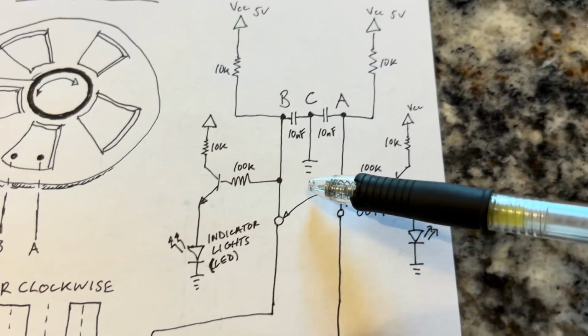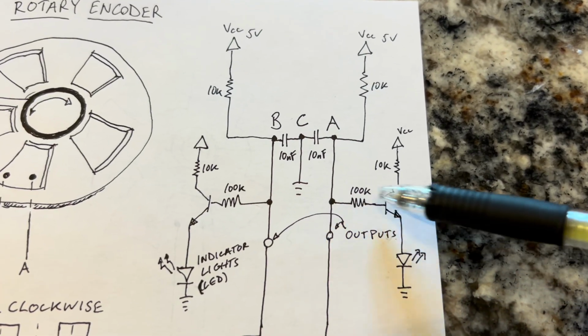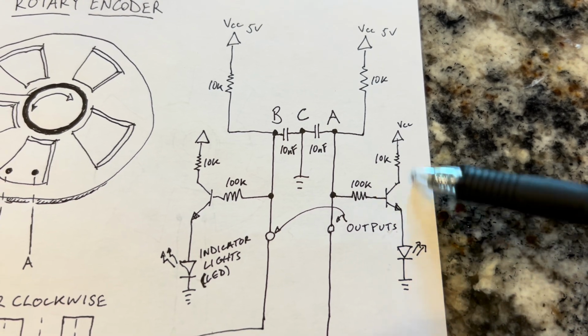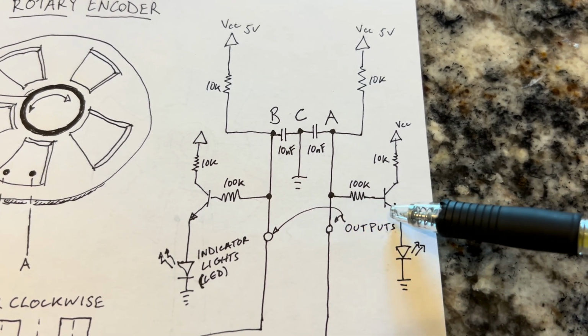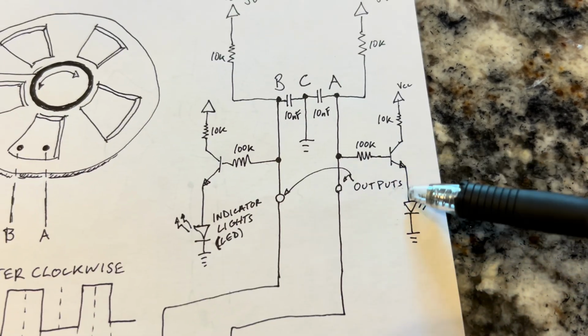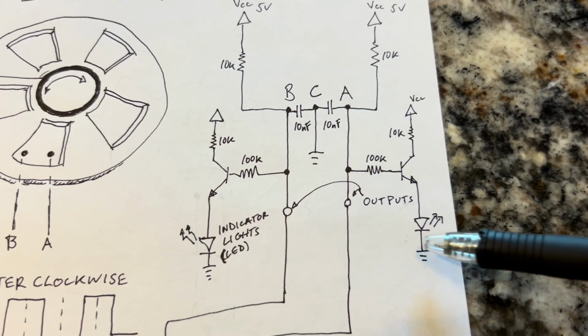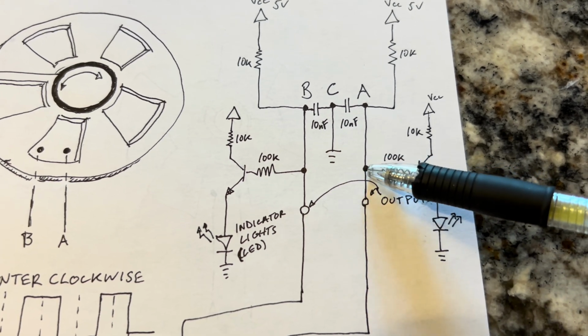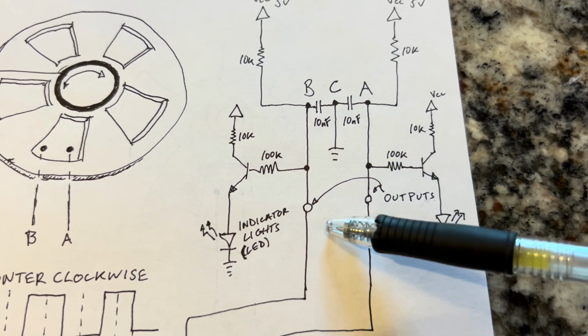My indicator lights are basically just driven by transistor-based drivers. I have a 100K resistor here, and through an NPN transistor, an LED light that goes to ground. So that indicates when A is making contact, or B, or both are making contact.